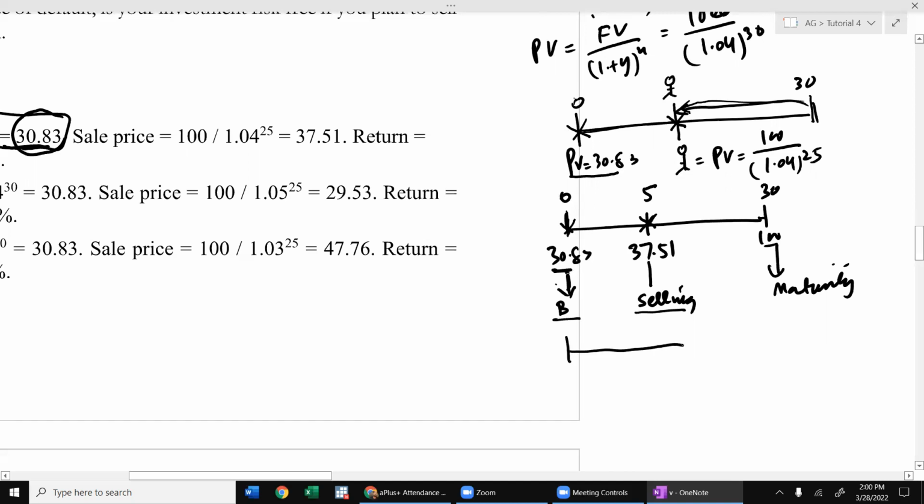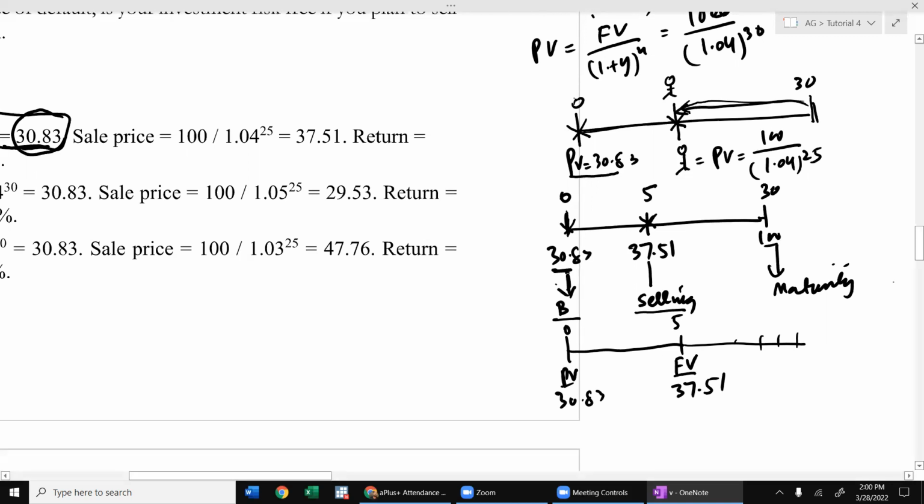Can I also do it like this? 0 to 5, present value and future value. Can I do that? I'm just ignoring this part because I'm selling it here. Can I do it like this? Future value and present value. Can I do that, students?